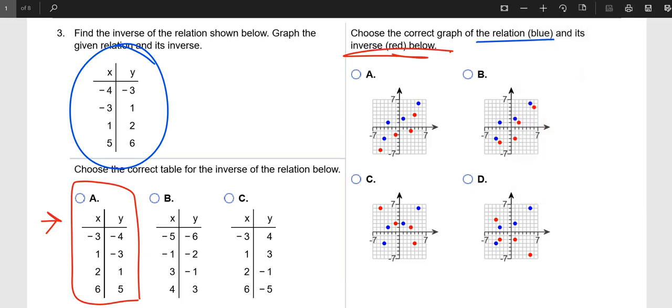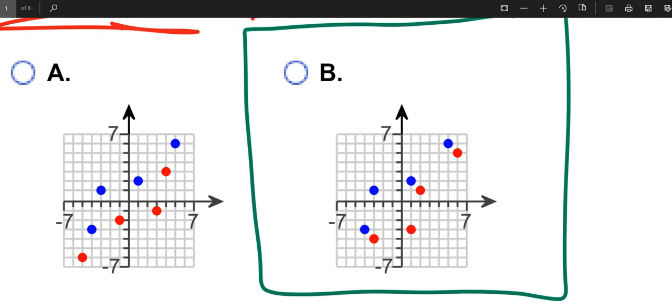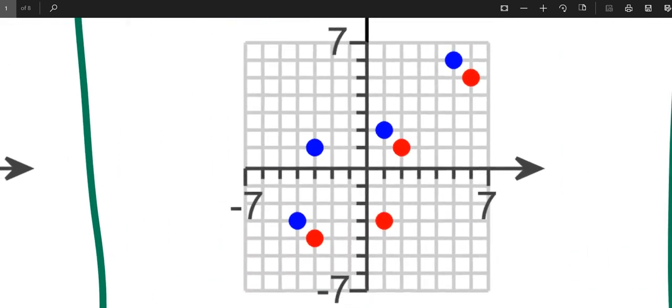Okay, which one is correct? Oh, B. Yes, that's true. It is choice B. Now, I want to zoom in and take a look at choice B and show you something. There's a line that I'm drawing right now. I need you to tell me the equation of this line.